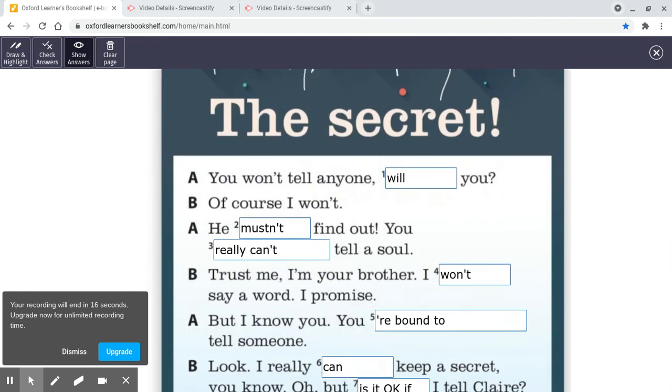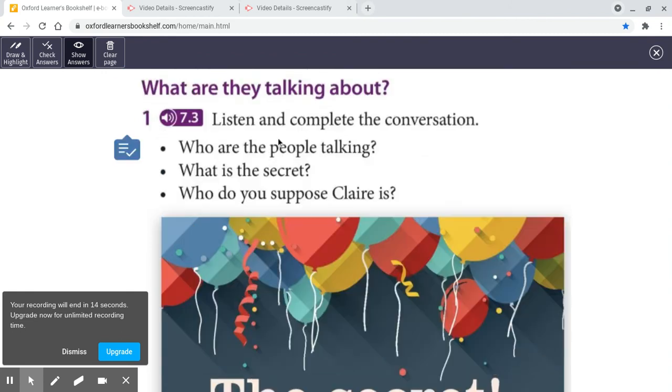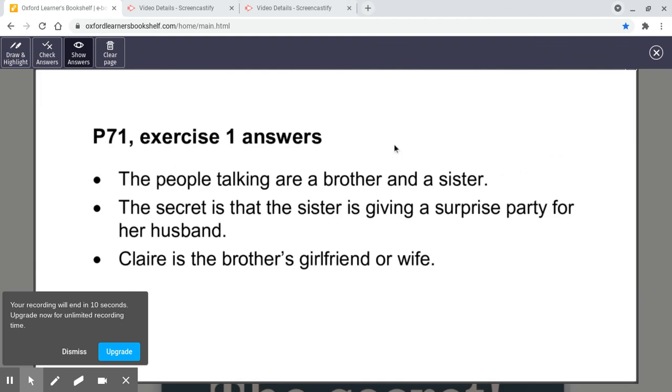And you can also, if you get a digital copy of this, actually read the tape script, or you can find it in the back of your book. The people are a brother and sister, the surprise party, and Claire is either the brother's girlfriend or the brother's wife. Okay, and that's the end of this part.